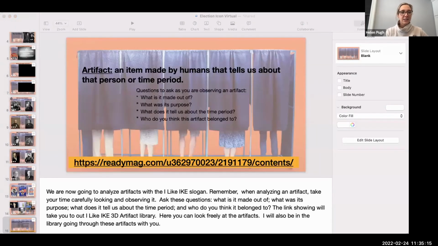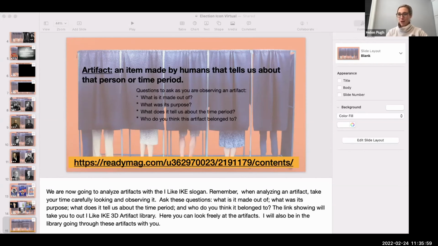An artifact is a man-made object that tells us about a specific time in history. And these artifacts that we're going to be looking at today are going to tell a story. I want you to think, they tell us clues about a specific time. There are questions at the bottom: what is it made out of, what was its purpose, what does it tell us about the time period, and who do you think this artifact might have belonged to? So again, you're going to be using some of your prior knowledge and investigate what these are as we look at the campaign slogans and paraphernalia from Eisenhower's time.